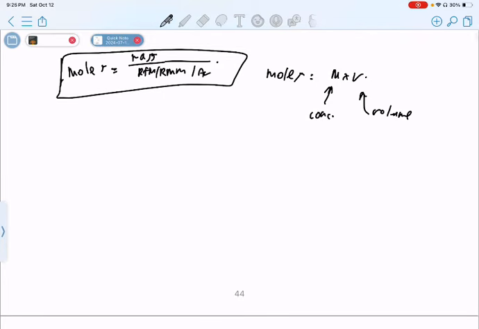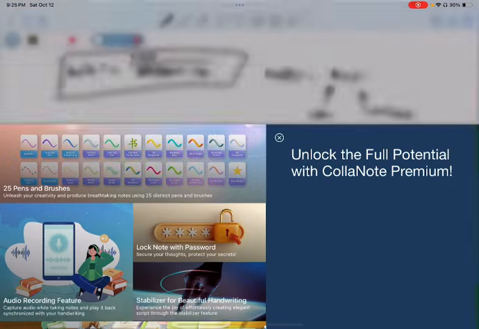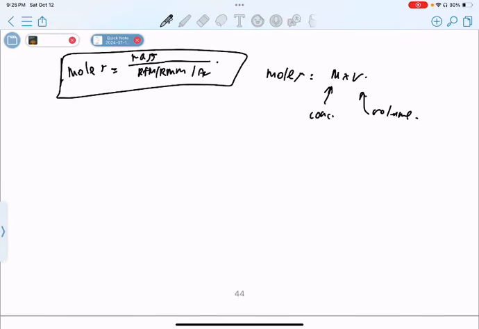The reason why I did over 1,000 is because our volume will most likely be in cm cubed in your exam, okay? But your volume has to be in dm cubed if the formula is without 1,000. If it's with 1,000, then this will be cm cubed, okay? It's as simple as that. Now, this equation gives you your concentration in M, as in mole per dm cubed.